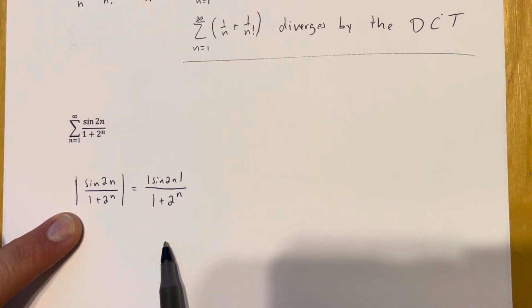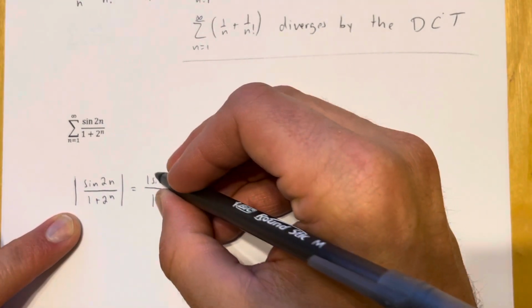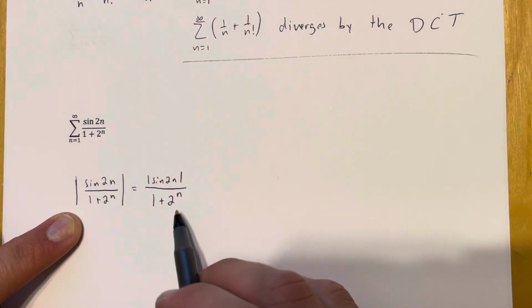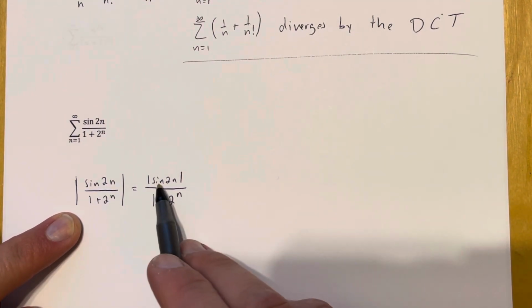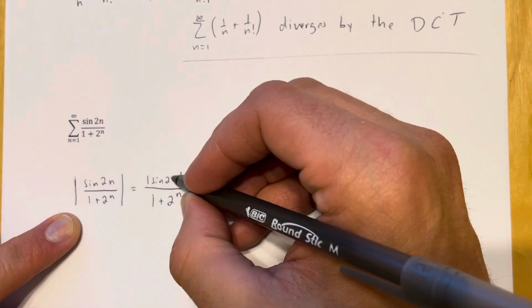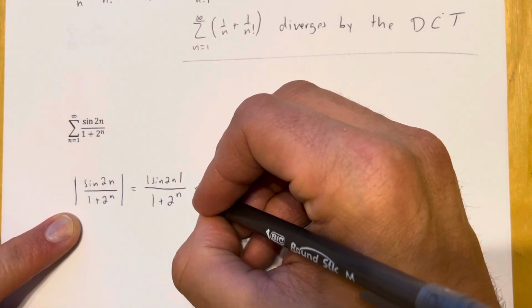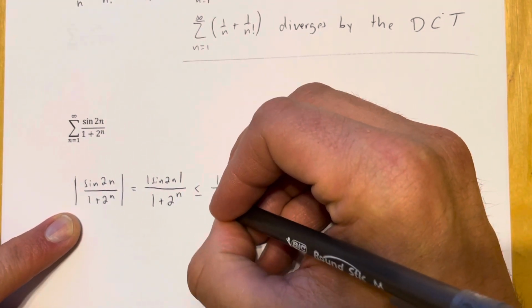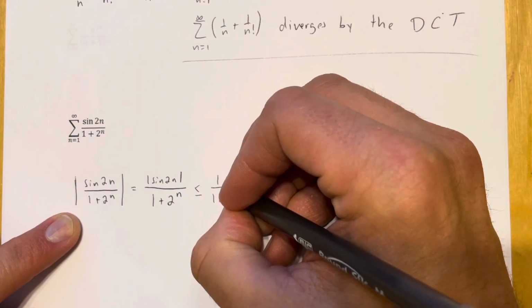Now, sine of 2n, because it's the sine function, the 2n is not really the important part. The fact that it's a sine function means that this thing can never be bigger than 1. So this I'm going to say is less than or equal to 1 over 1 plus 2 to the power of n.